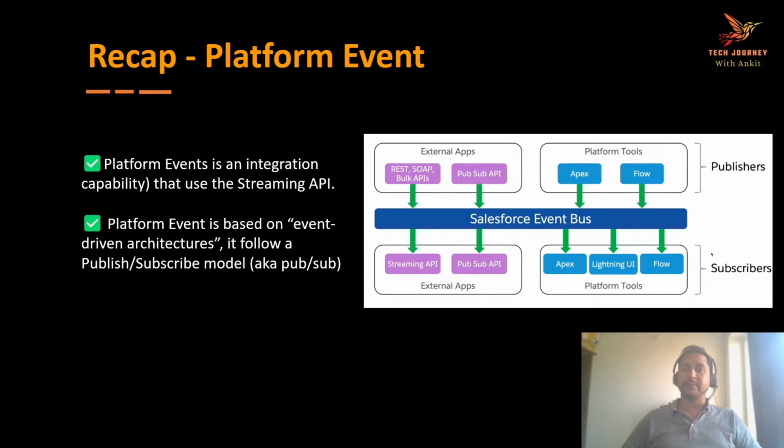This platform event is based on the event driven architecture. In the event driven architecture, we have one event bus in between, where different publishers publish messages and different subscribers subscribe to the messages as well. More than one publisher can publish messages on this event bus, and more than one subscriber can subscribe to this event bus to receive those messages. In today's session, we will see how the publisher can publish the message on the event bus. In the upcoming session, we will also explore how the subscribers can subscribe to the message from the event bus.